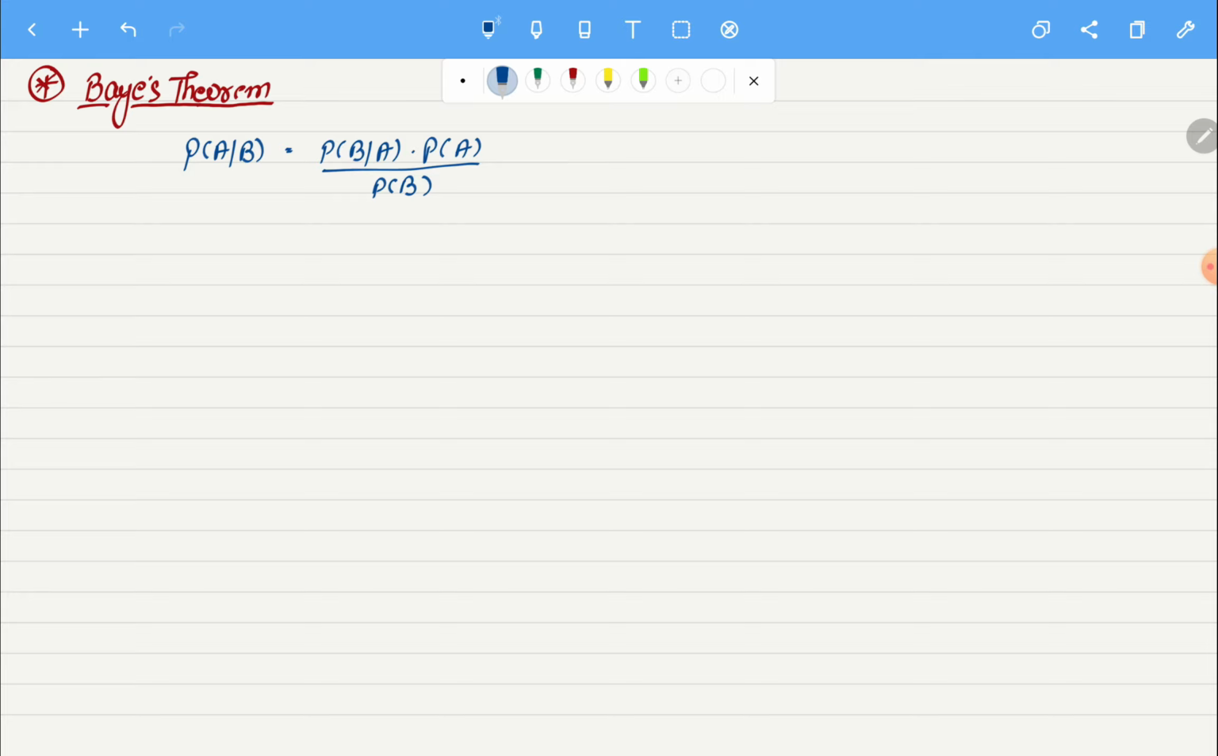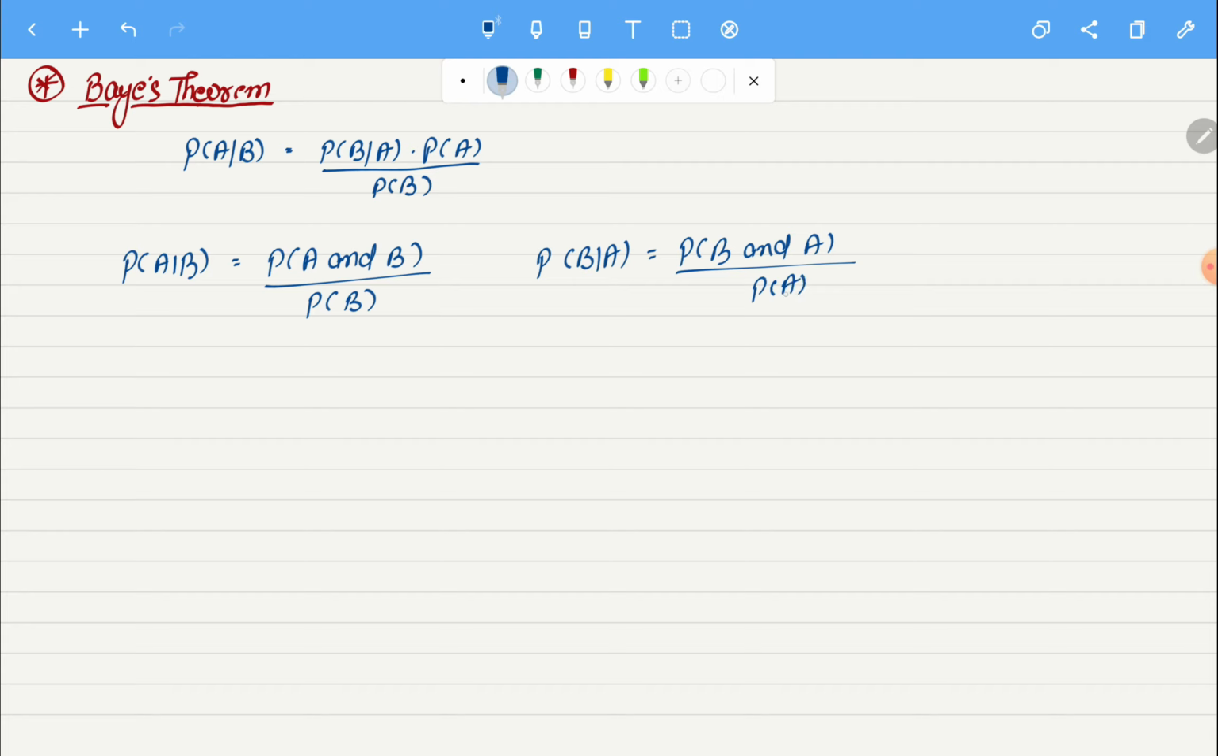So we will use the equation of conditional probability. So we know that we can write probability of A given B is equal to probability of A and B divided by probability of B. And similarly, we can also write probability of B given A equals probability of B and A divided by probability of A.